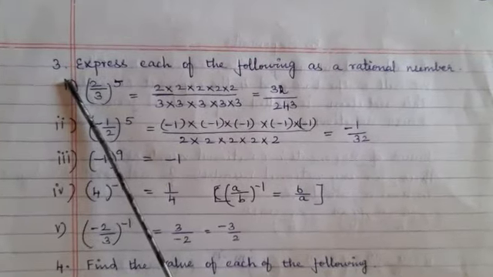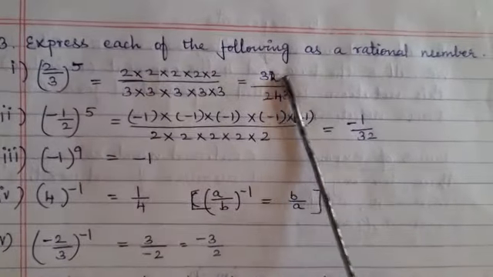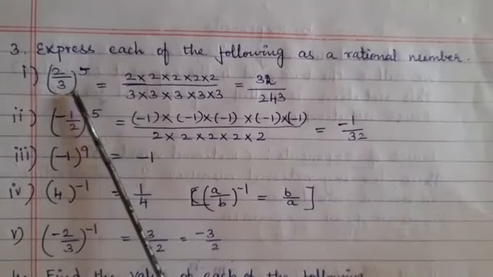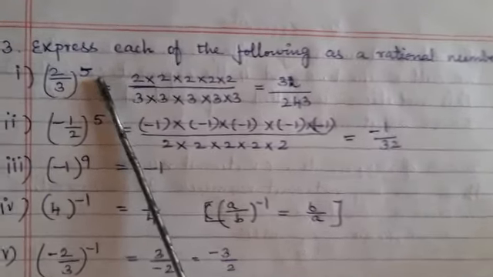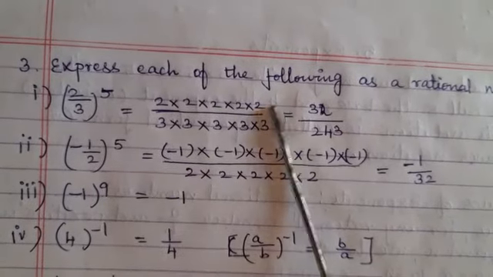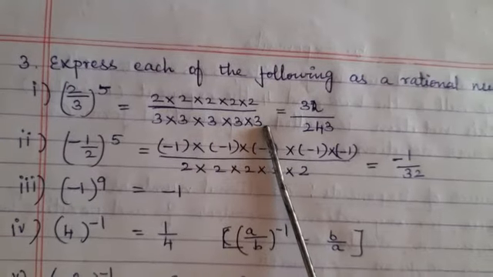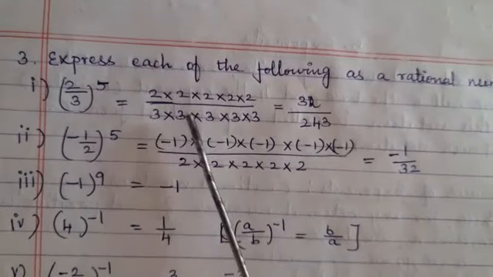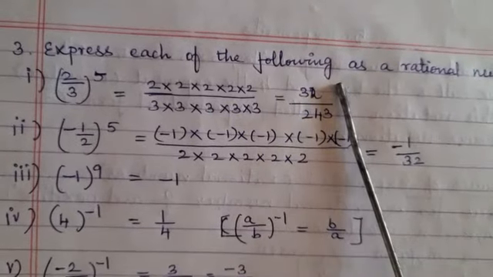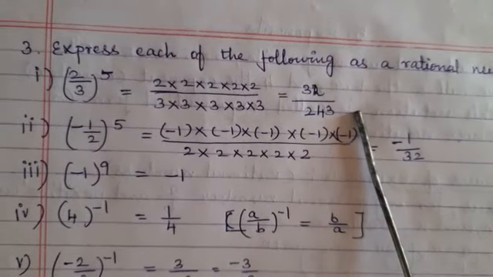Question number 3: express each of the following as a rational number. Here the question is (2 by 3) the whole power 5. First we have to expand it. We write 2 five times in the numerator and 3 five times in the denominator. Then multiply the numerator and denominator. The answer will be 32 by 243.